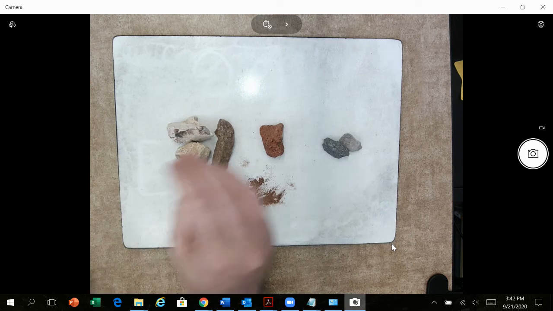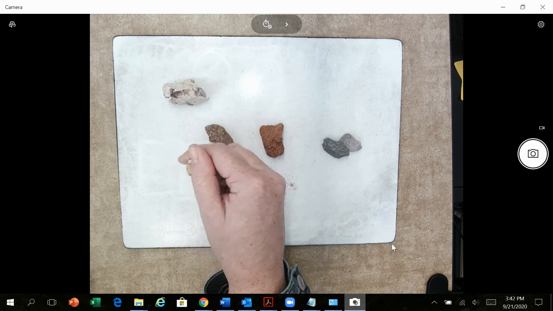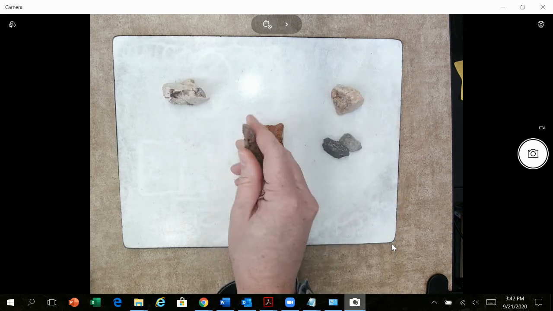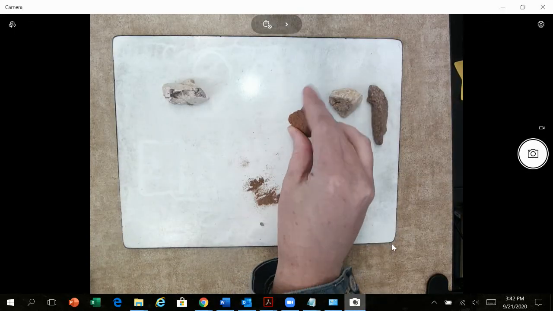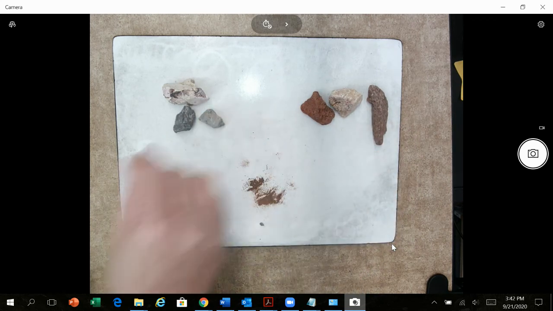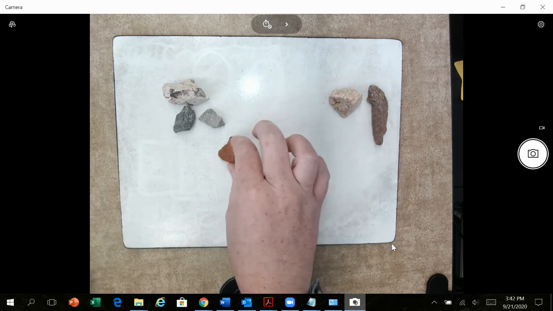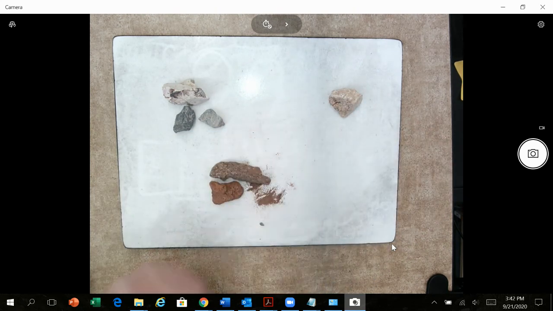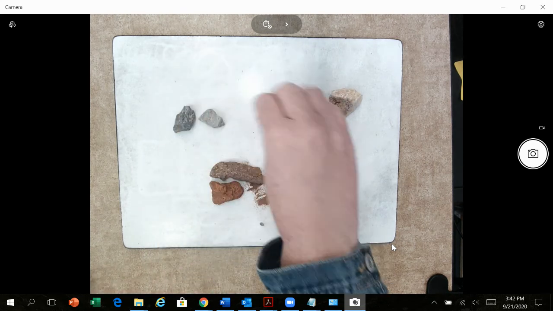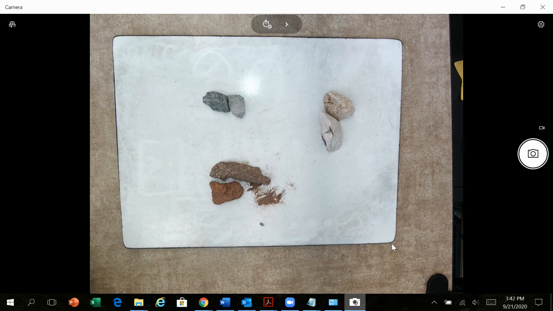Or could I do by texture? So this rock's kind of smooth. This rock's kind of bumpy. This one's bumpy. This one's bumpy. This one's kind of smooth. And this one's kind of smooth. Okay, so now I have texture. So is it rough, smooth? I can also do it by color. So I have these. These are red rocks. These two are white or whitish. And these are gray. So I could sort by colors.